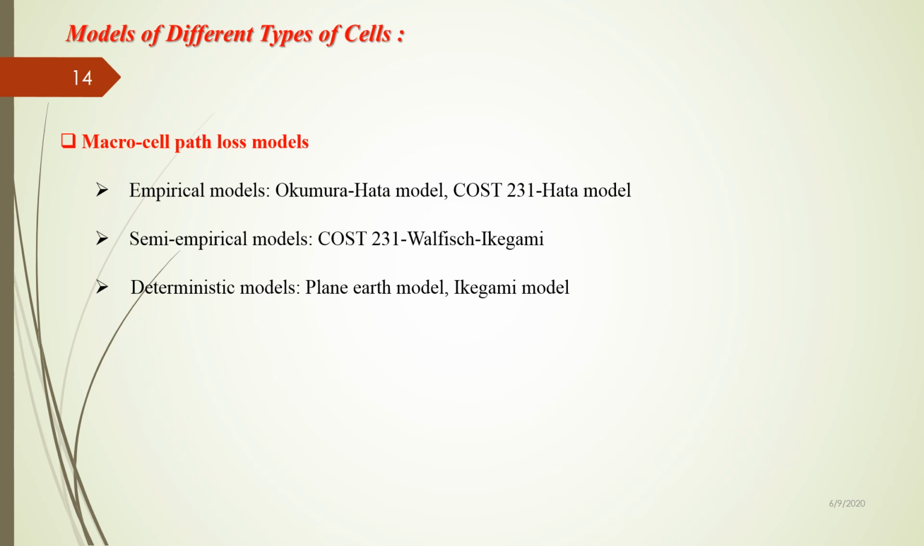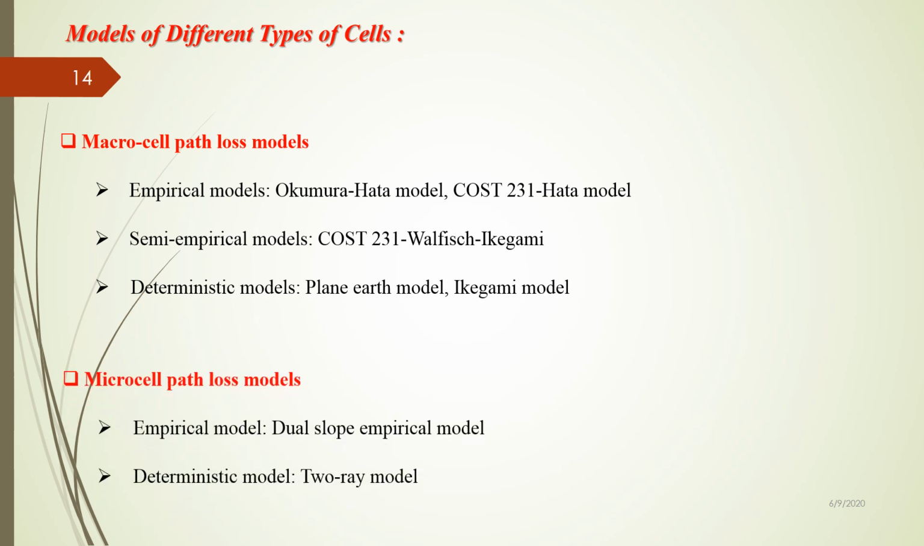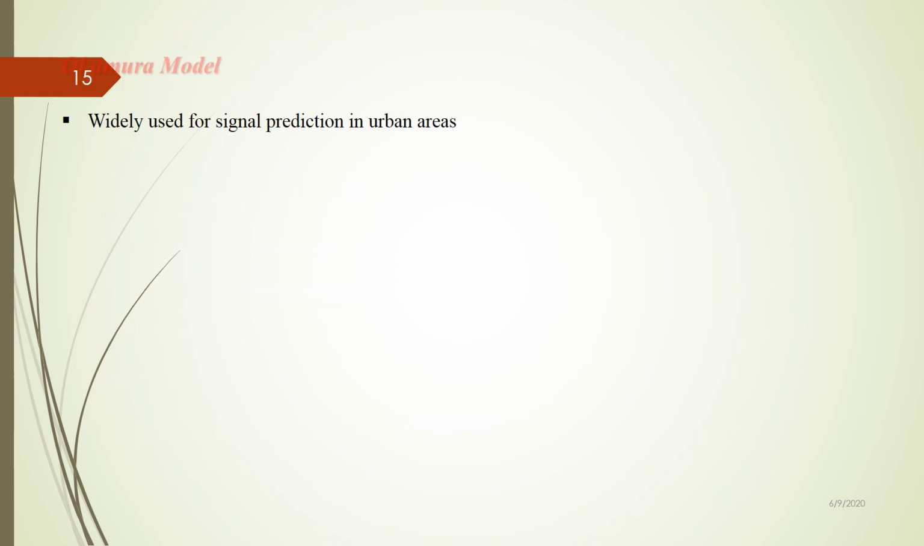These are the models for the different types of cell. So first one is the macro cell, and another one is the micro cell path loss model. In the macro cell path loss model, there is the Okumura model, COST-231 model, and the plane earth model. And in the micro cell path loss model, there is the empirical model, dual slope empirical model, or the two-ray model.